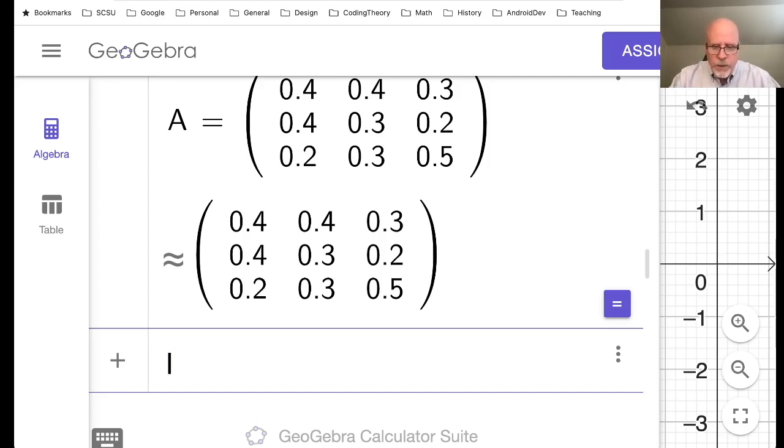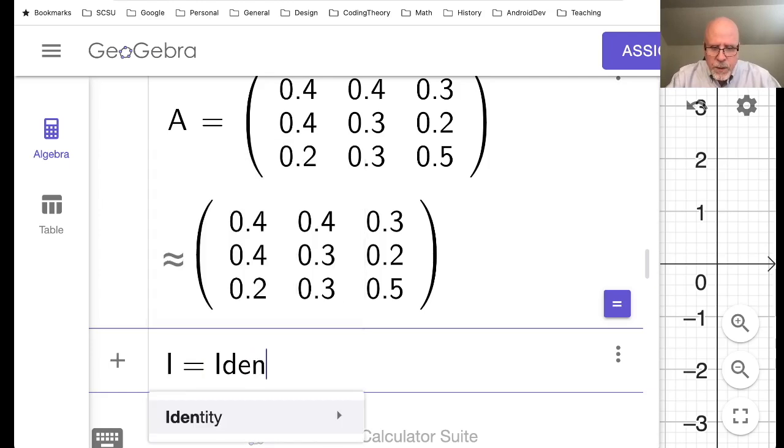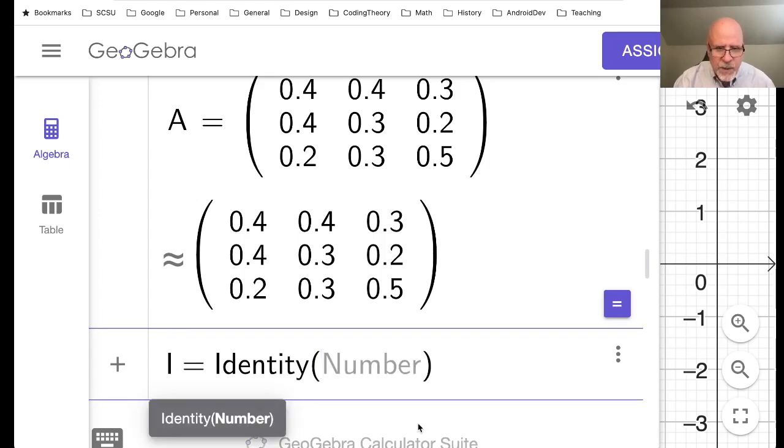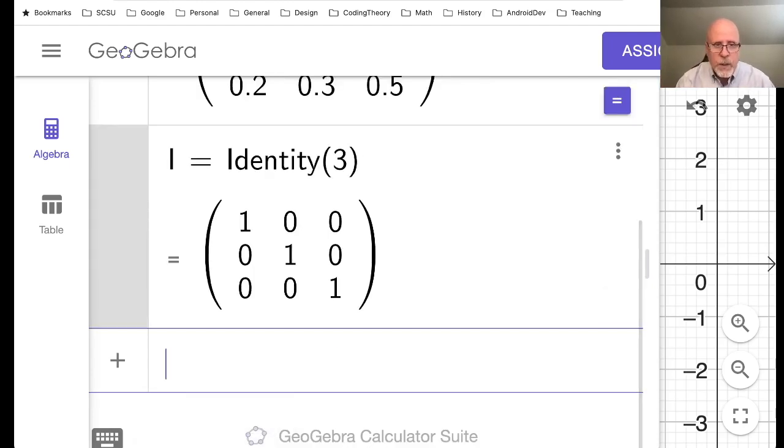You need to get yourself an identity matrix, and maybe this is a good time to show you what an identity matrix really looks like. Notice that the typing-ahead thing gives us a chance to input that command. Just type ID and it jumps out at you. It's asking for a number here. Identity matrices are always square, so only a single number is required. You don't do like 3 by 4 or something, because there wouldn't be an identity matrix of that shape. But a 3 by 3 identity matrix is good, and it'll look like that.